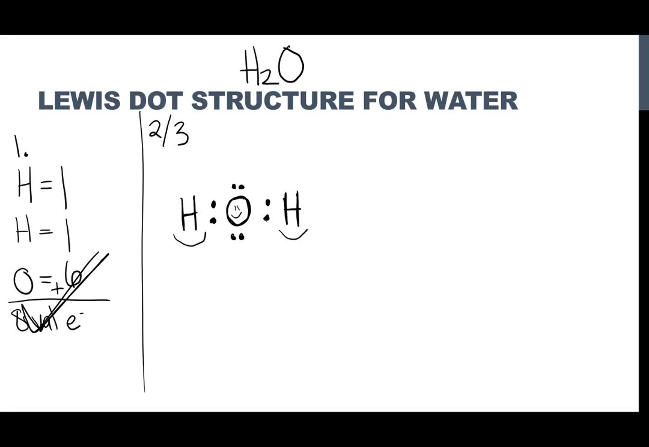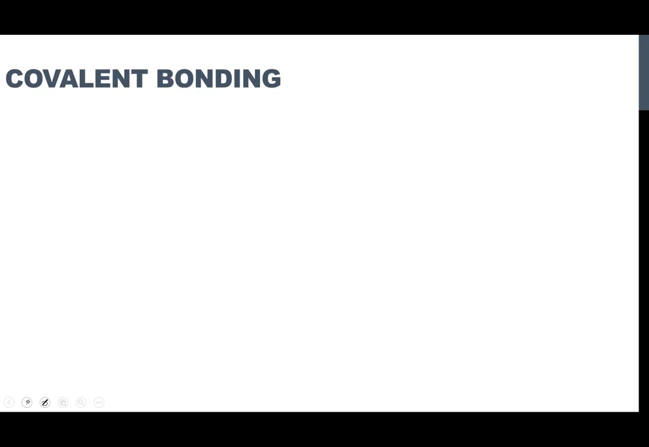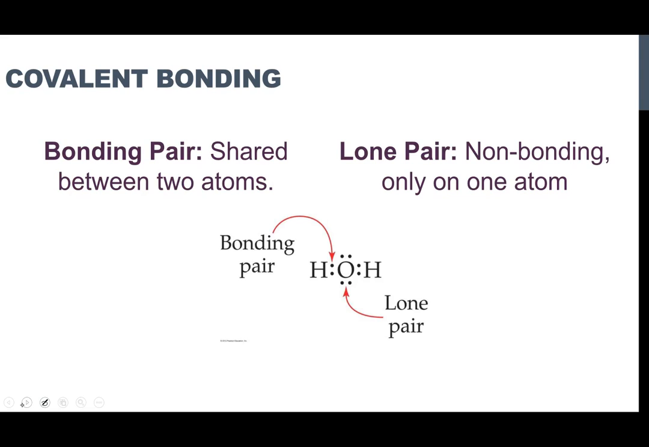Draw the skeletal structure, then distribute the electrons to try to fill as many octets. Okay. Before I go through that step-by-step process and we do some more examples, I want to just get some terminology out of the way.